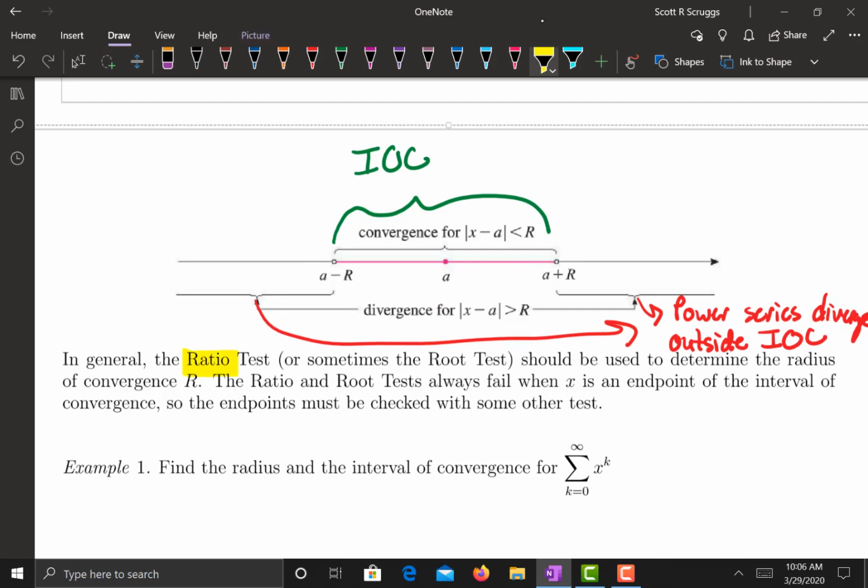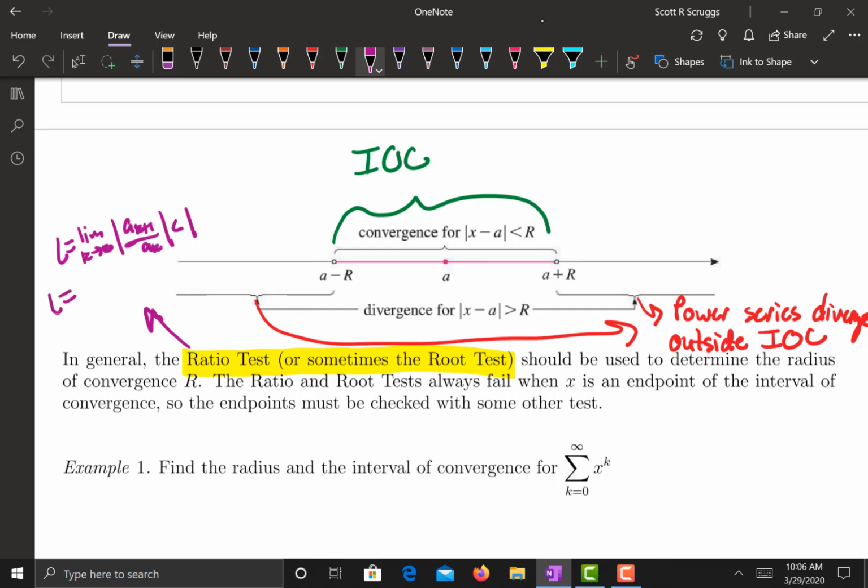Typically, the ratio or root tests are going to be our best friends in this scenario. And essentially what we know is, I know what makes these 2 tests convergent. To give you a recap, if we're doing the ratio test, it's the limit as k goes to infinity of the absolute value of a of k plus 1 over a of k less than 1. And if it was the root test, it would be the kth root of the absolute value of a of k is less than 1.